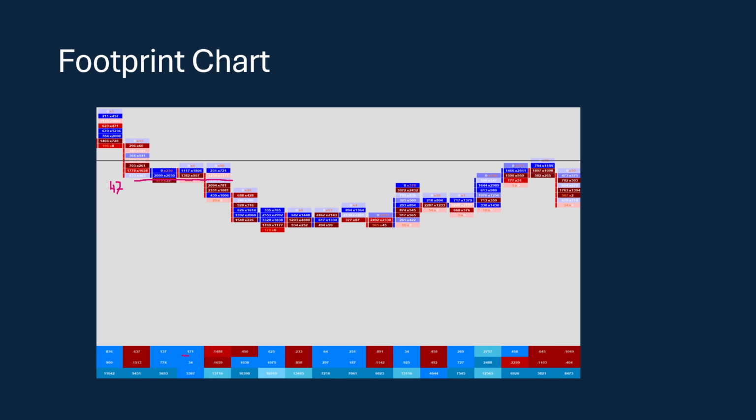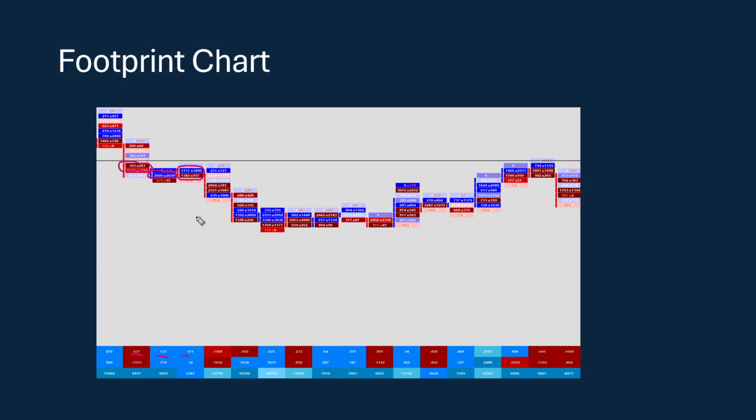And I'll tell you why. Because we saw this absorption right here on this candle, this absorption, this absorption, okay? So we saw some absorption, plus we saw this big negative delta and those small positive deltas. So basically not very strong buyers.